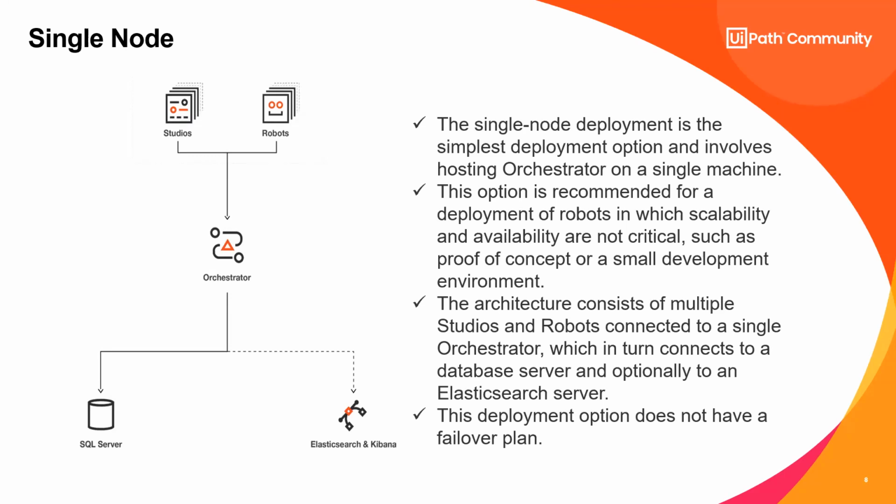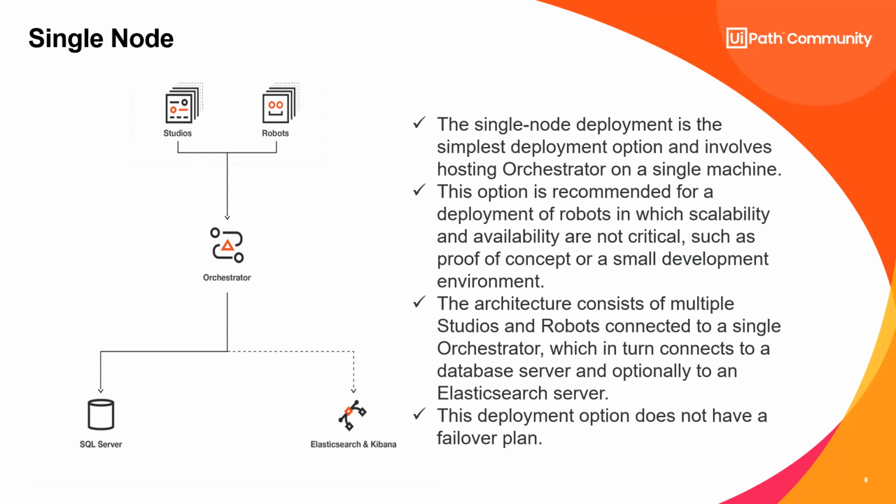Okay. So when we say single node installation, that means we have only one UiPath Orchestrator and only one SQL Server, and optionally we could also install Elasticsearch and Kibana. Single node deployment is the simplest form of deployment, and it involves hosting an Orchestrator on a single machine. This option is recommended when you have a very small number of robots running in a production environment, or you are doing a proof of concept, or you have a small development environment.